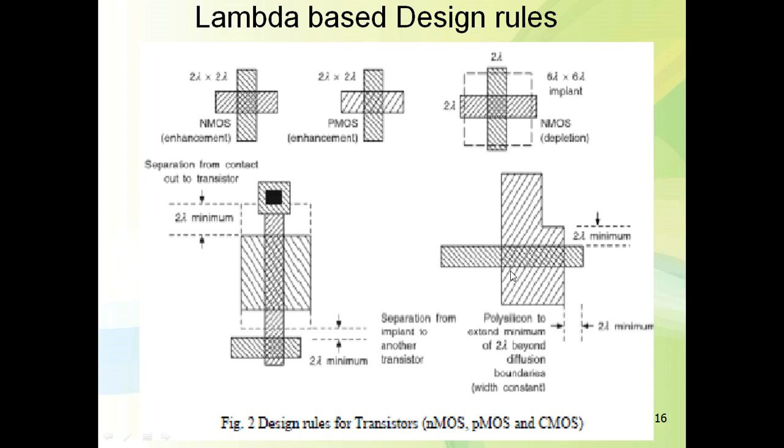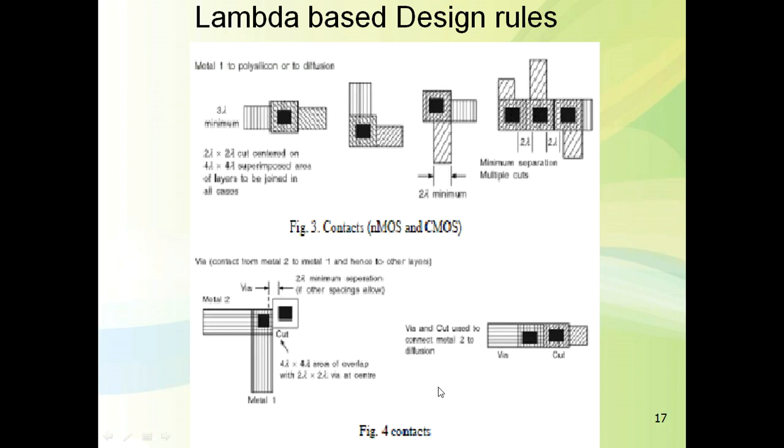Okay, so here one more diagram is shown. That is the extension of poly from the transistor, it is 2 lambda. Extension of diffusion or minimum distance of the diffusion is also 2 lambda. Okay, so another design rules related to the contact cuts. So metal 1 to poly or metal 1 to diffusion, so there is a contact between metal 1 to poly, diffusion, n diffusion or p diffusion.